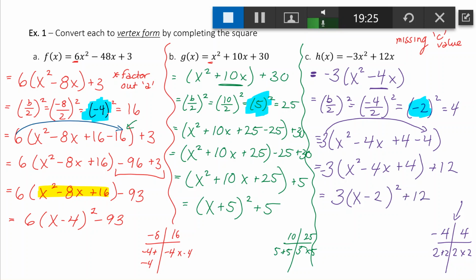And that is the overall process of completing the square. If you have any questions, reach out. If you just need to go over that a few more times, please do. Complete the assigned questions, and our next day we'll be looking at completing the square with fractions involved.